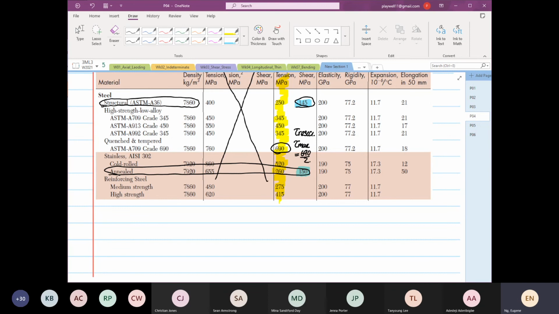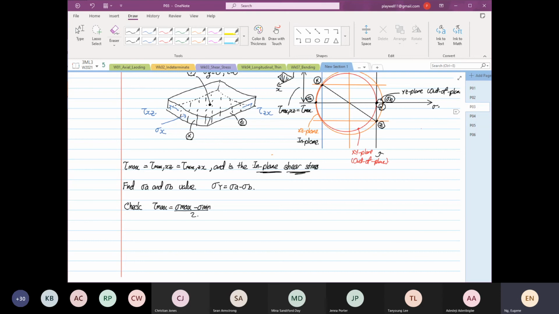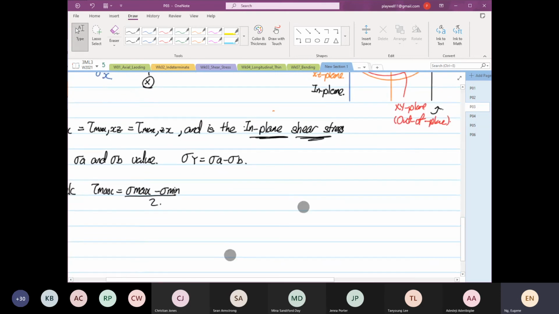Okay. Right. So now we know our analysis. So now we know where to head. We have to find stress A, stress B value, and we have to determine our tau max, which is also equal to the what? Radius of the biggest or larger circle.